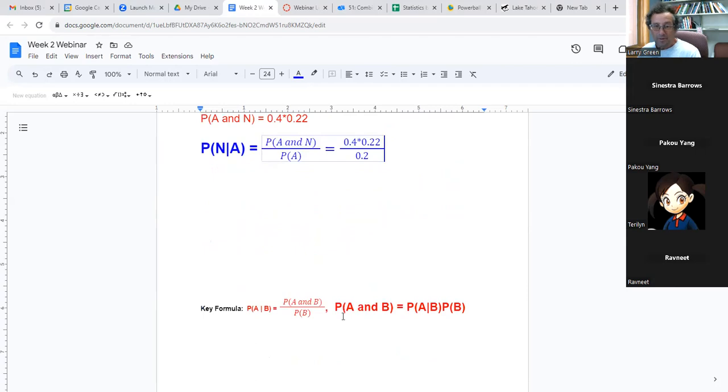Okay. So again, this is an important formula. Probability of A given B equals probability of A and B divided by probability of B. Also, probability of A and B equals the probability of A given B times the probability of B. Any questions at all on that?